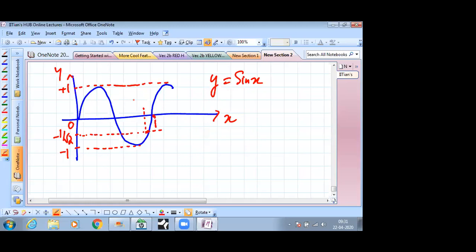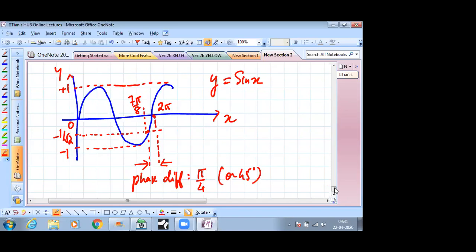It is basically 7 pi by 4, which is 360 minus 45. Whereas this point is how much? 2 pi. So the phase difference between these 2 points, ये जो phase difference है, ये कितने का है? This is of pi by 4 or 45 degrees. Okay.